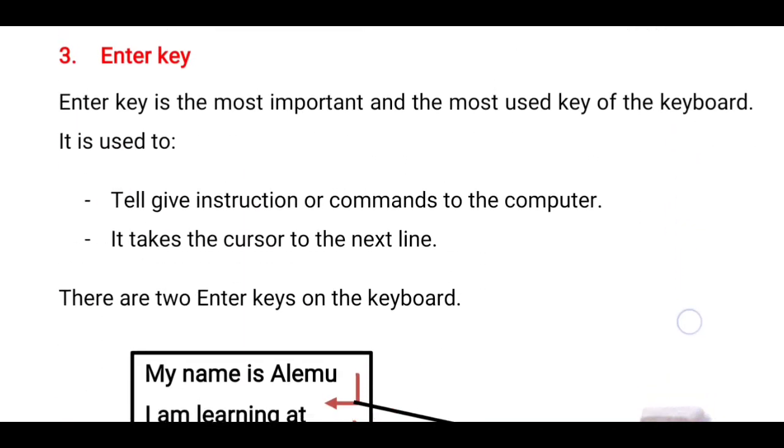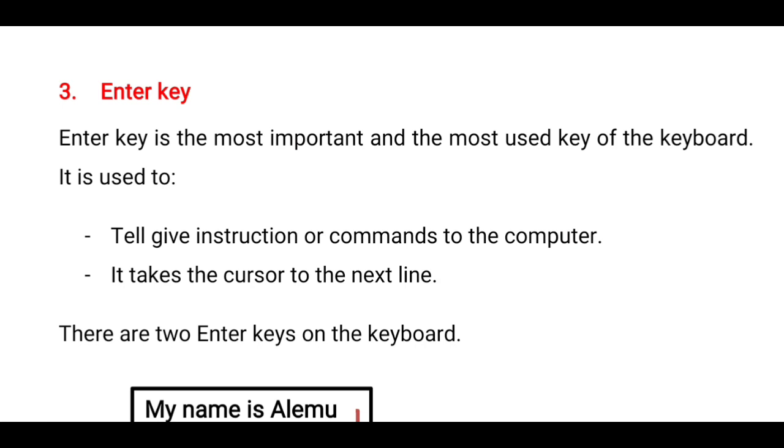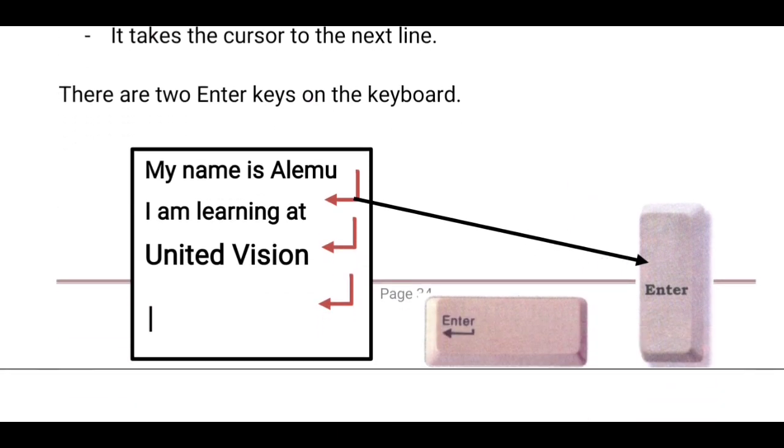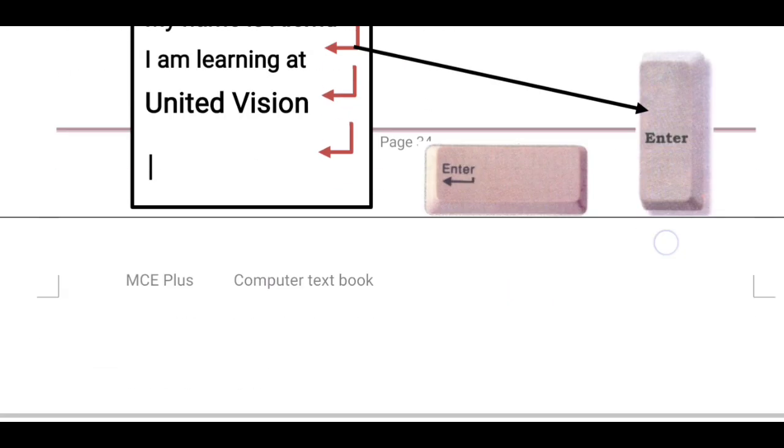Another special key is the Enter key. Enter key is the most important and the most used key of the keyboard. Enter key is used to give instructions or commands to the computer. Second, Enter key takes the cursor to the next line. There are two Enter keys on the keyboard, the left side and the right side. My name is Alamu. Enter. I am learning at United Vision.